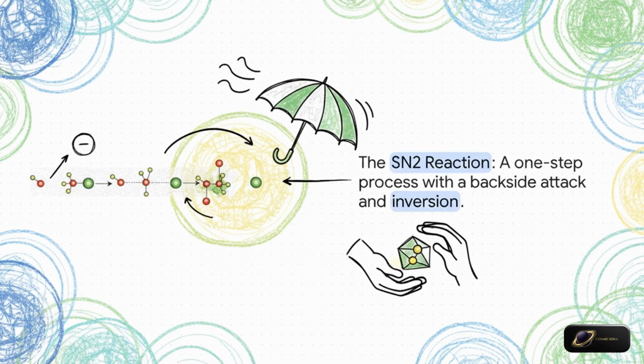The new group attacks the carbon from the exact opposite side of the halogen, a backside attack. And as that new bond forms, the old one breaks. This causes something called an inversion of configuration, which is just like an umbrella flipping inside out in a really strong gust of wind. It's pretty cool.